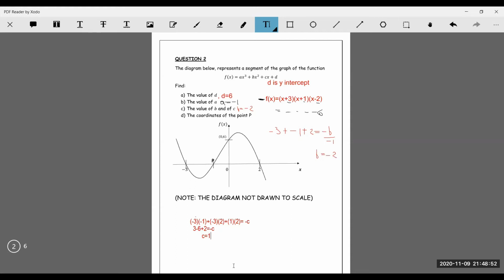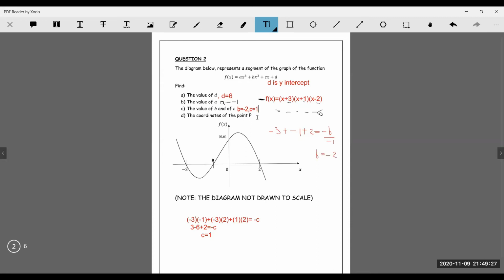All right. Now, after we get that C is 1, they ask for the coordinate of P. So I'm just going to put it up here again: B is negative 2, C is 1.